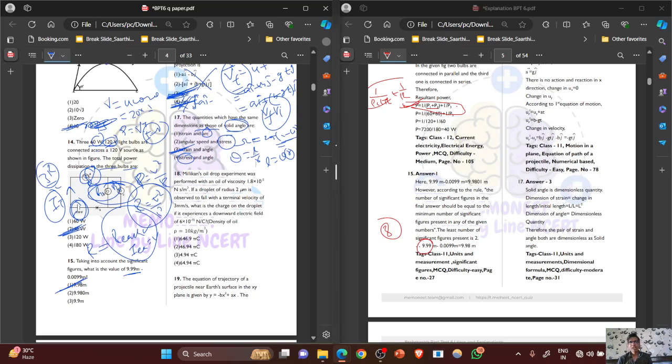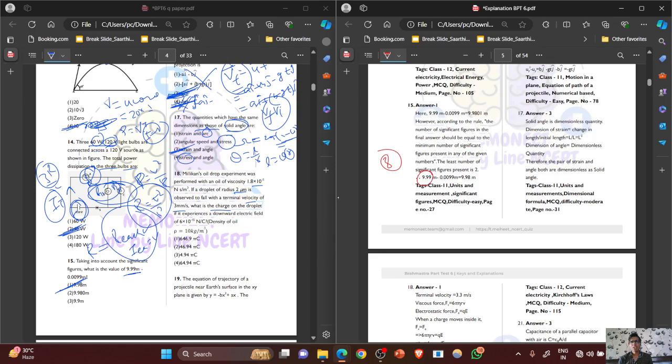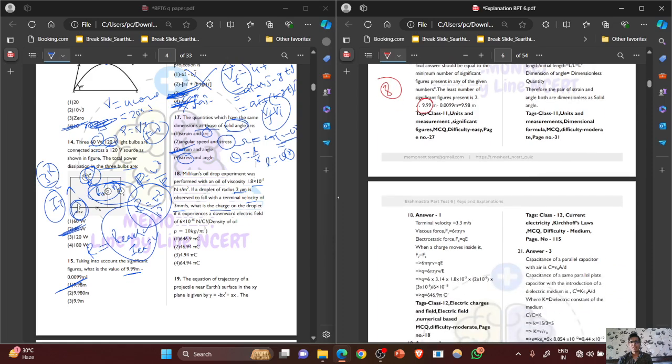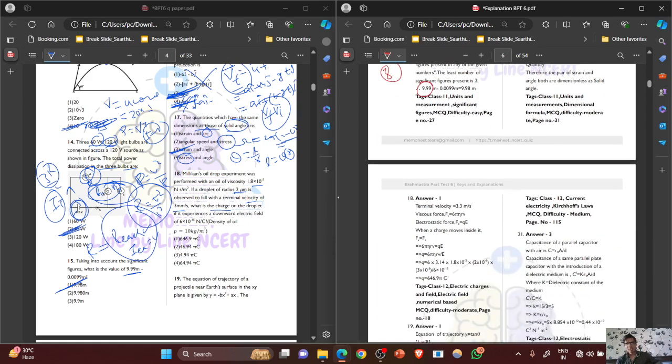Now it's a Millikan drop question. Millikan oil drop experiment was performed with a given viscosity. A droplet of given radius is observed to fall at terminal velocity. What is the charge on the droplet? It's a completely theoretical question, meaning a formula based question, you will understand. The terminal velocity is given. The droplet radius is given. The electric field it experiences is given.